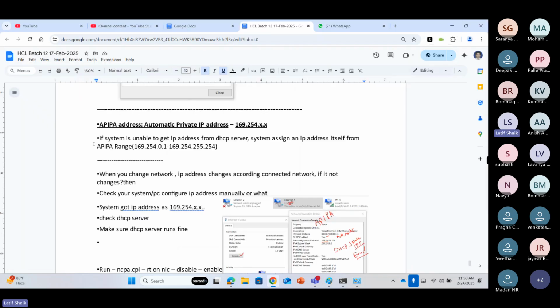If your system is unable to get an IP address or fails to get an IP address from the DHCP server, the system itself assigns an IP address. The system itself assigns an IP address from the APIPA range. The APIPA range is 169.254.0.1 to 169.254.255.254. This is the APIPA range, automatic private IP range.